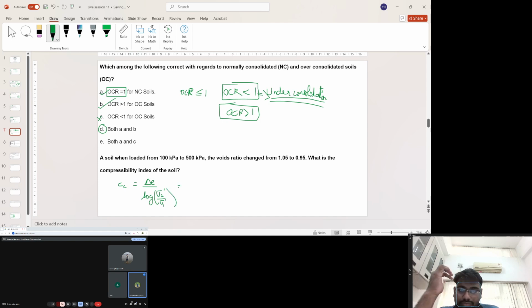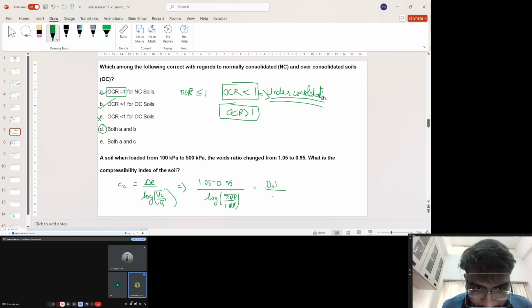So here it will be 1.05 minus 0.95, divided by log of 500 by 100. You can take this as log 5. This will come around 0.1, right? By log of 5. How much are we getting here?